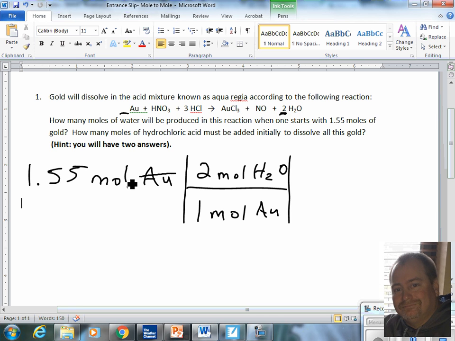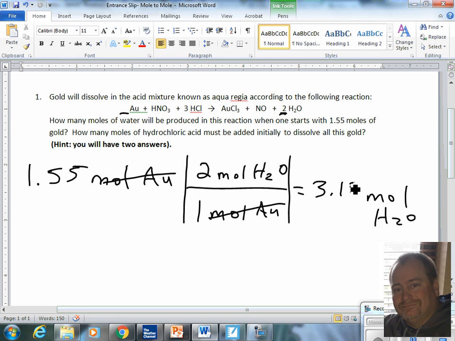I get my moles of gold to cancel. My final label is going to be moles of water. So I take the 1.55, I multiply it by 2, and I get 3.10. I need the 0 to have 3 significant figures. So all I need to do is get the molar ratio from the balanced chemical equation.